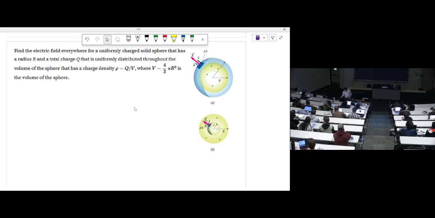So I get here that, according to Gauss, the integral of E dotted into dA is equal to the integral of rho dV, and that's just equal to the integral. No, let's not do that. Let's just stop there for a second.